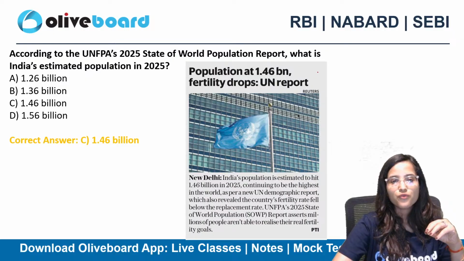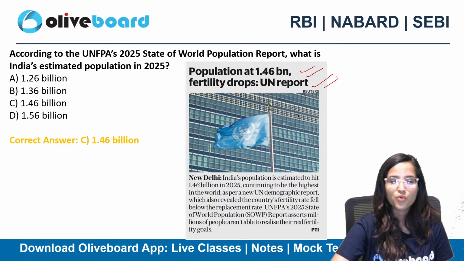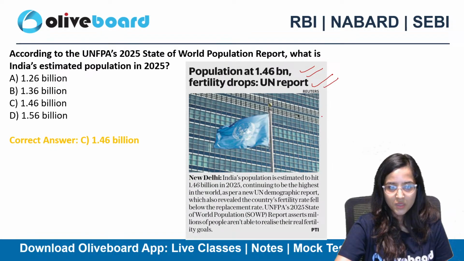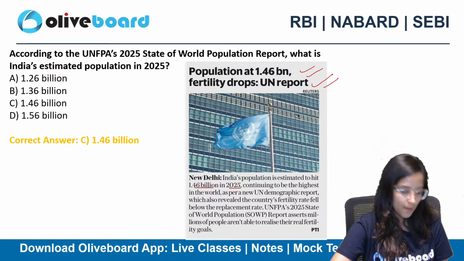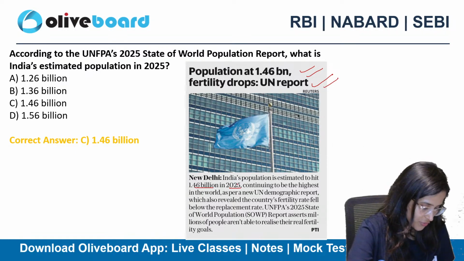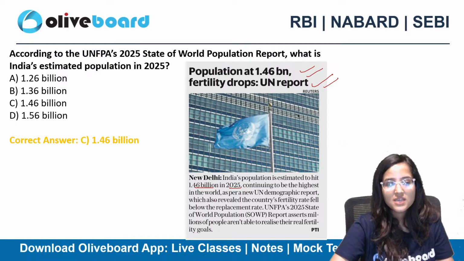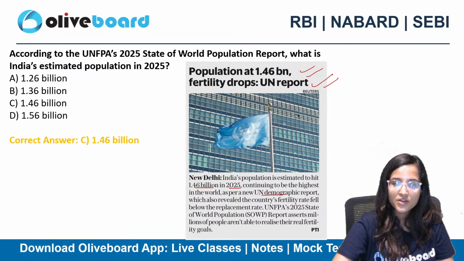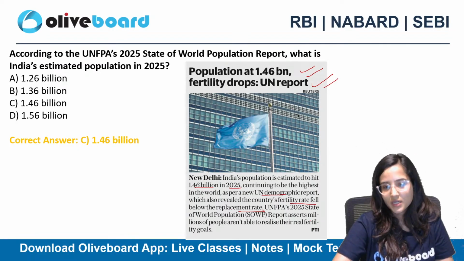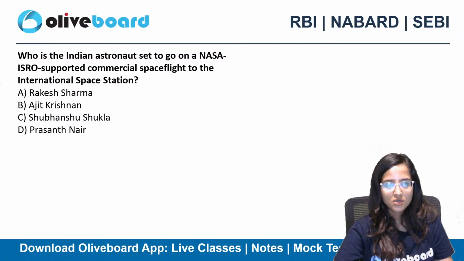Absolutely correct. 1.46 billion. Okay, so population at 1.46 billion. This is according to the UN report. You can see, India's population is estimated to hit 1.46 billion in 2025. अच्छा, you wrote trillion, 1.46 trillion. Sorry, billion. ठीक है. Continuing to be the highest in the world as per a new UN demographic report, which also revealed that the country's fertility rate fell below the replacement rate. Okay? Next, let me see if you remember this or not.